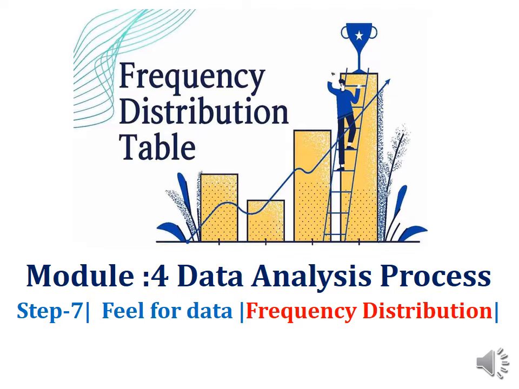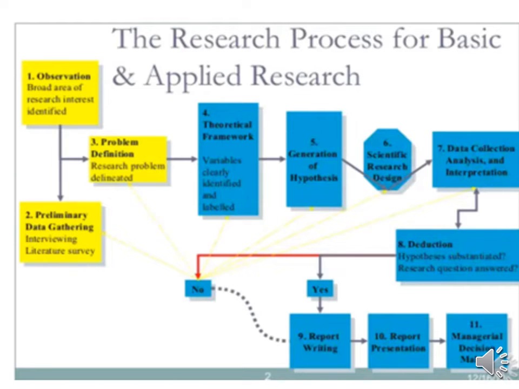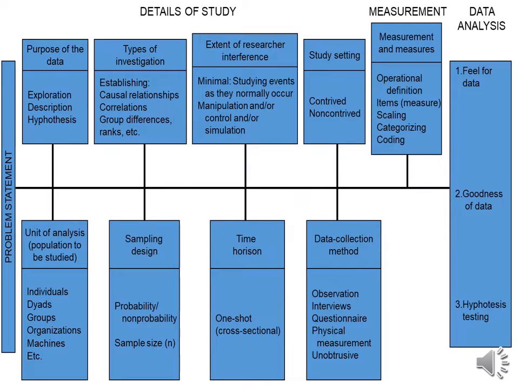Today we are going to discuss step 7, frequency distribution. As you know, nowadays we are working on Module 4, the data analysis process. As you know, the research process for basic and applied research, step 6 is scientific research design. Here you have seen the details of the scientific research design framework: detail of study, measurement and data analysis. Today we are going to discuss step 7, frequency distribution.